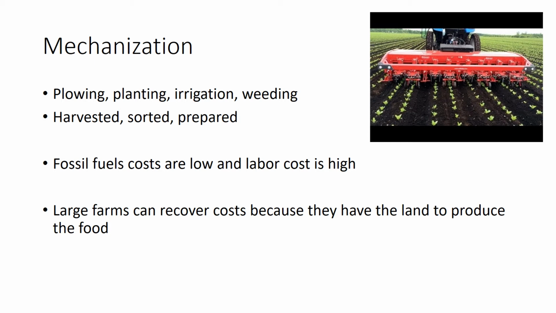And so obviously labor costs are very high when you have to pay people to do it. Mechanization is worthwhile, and fossil fuel costs are low. So the cost benefit there is actually pretty beneficial if the farms are big enough to recover the cost from actually buying the machines in the first place. And so these large farms can recover the cost because they actually have enough land to produce the food, whereas small farms really don't have this opportunity to do it.